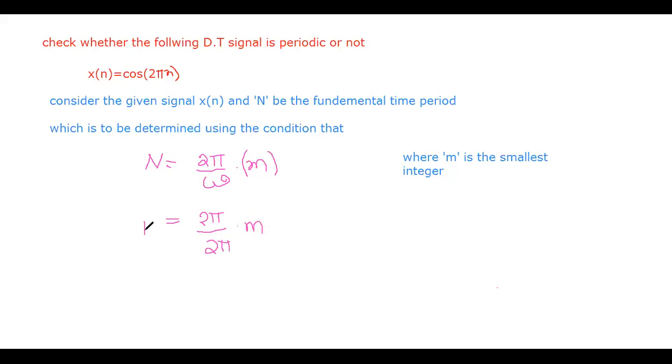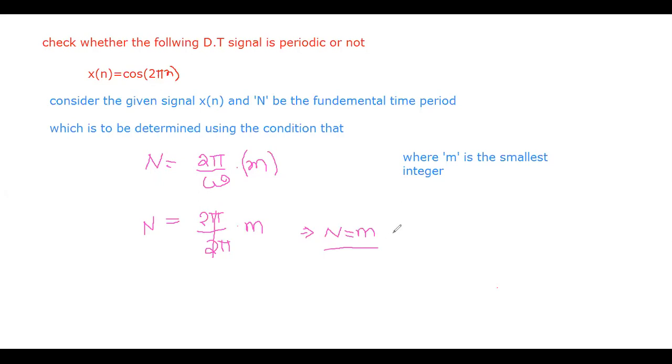Multiplied by m. This is n. Now see here, this 2 pi and this 2 pi get cancelled. Simply you will get capital N is equal to small m. But you should not keep this equation like this. Why? Because here I have already represented that small m is the smallest integer. If the given signal is said to be periodic, obviously you must select the value of m such that it is said to be periodic.